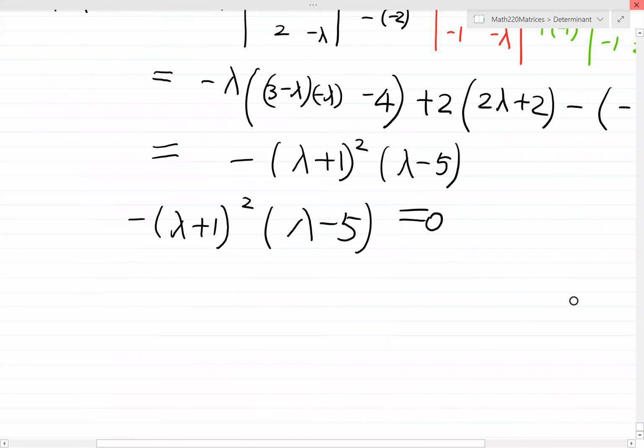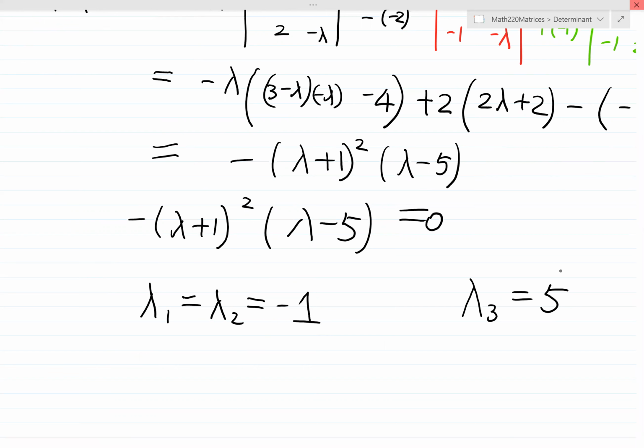Okay, so we have lambda 1 equal to lambda 2 equals negative 1. So we have multiplicity 2 for the eigenvalue lambda negative 1. Another, lambda 3 is 5. So these are the 3 eigenvalues of the matrix A. Lambda 1, lambda 2, they are the same. We have multiplicity 2. Then we find eigenvalue, and then we find eigenvector.